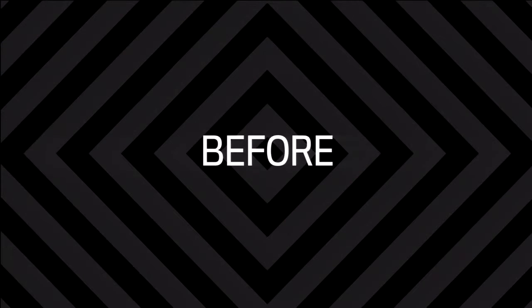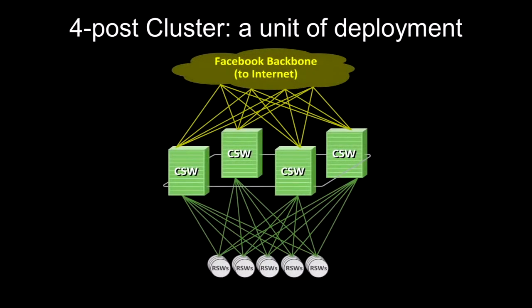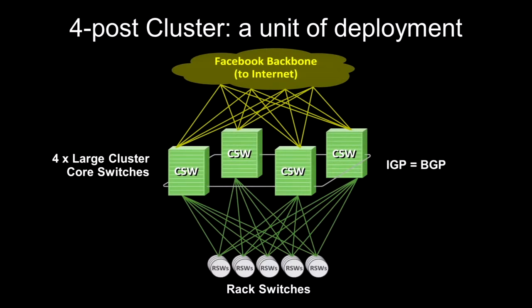Nazem helped me a lot with the introduction of how we did things before. So let me do a quick overview of that. Before, we've been building our network in large units of deployments called 4-post clusters. A 4-post cluster is built around 4 large cluster switches. It has a couple of hundred racks underneath. And it's a layer 3 network all the way down to the racks. So the only routing protocol we run is BGP.